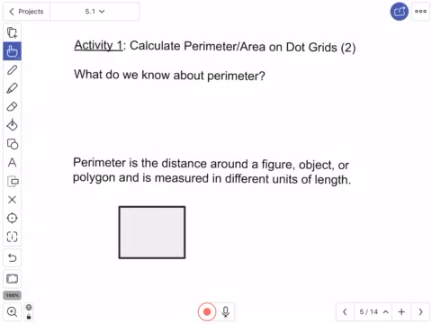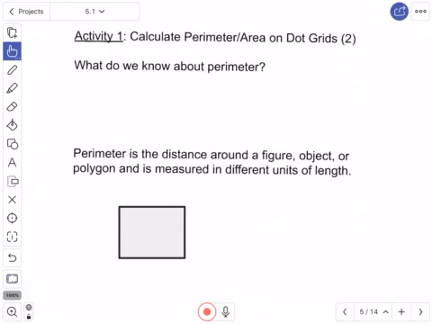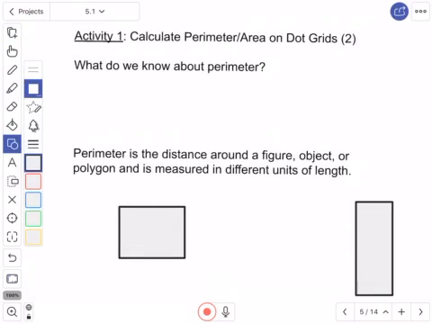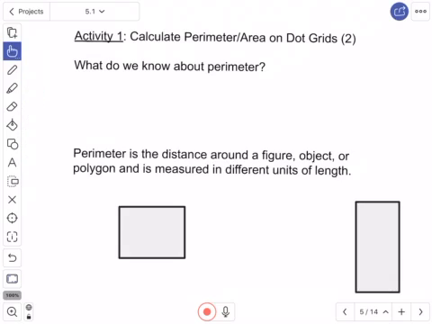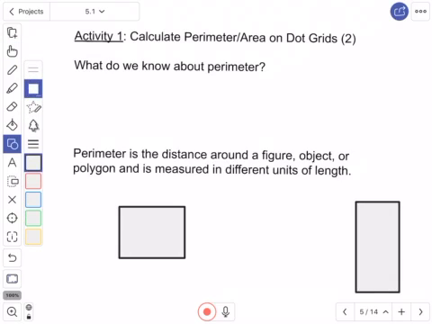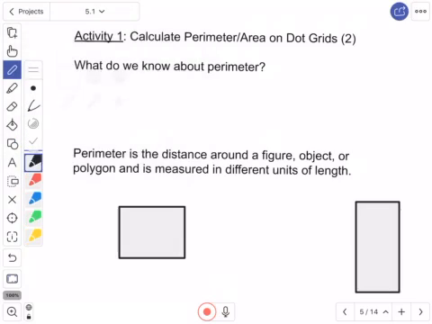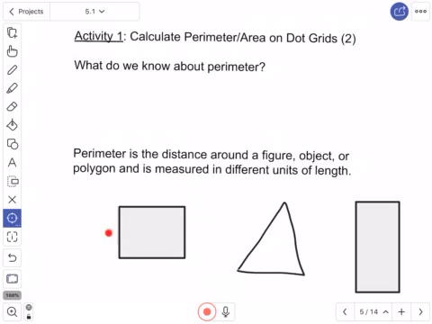So it can be any shapes. Most of the time we're going to be doing squares and rectangles, but I also could do triangles. I could do pentagons. I could do anything. All I'm doing is measuring how far it is around the outside. It doesn't matter at all.